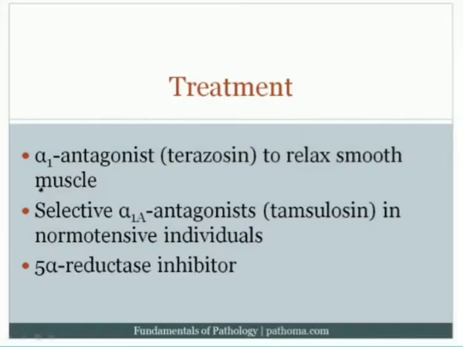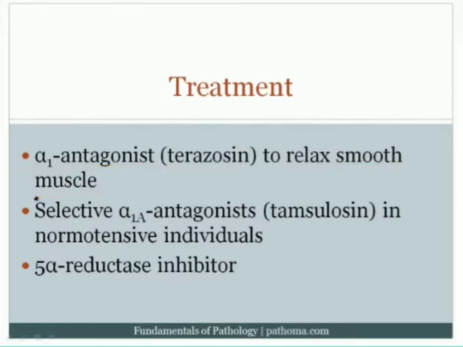There are multiple possible treatments for BPH. One possibility would be to use alpha-1 antagonists, and this again would relax smooth muscle. Now the benefit of alpha-1 antagonists such as terazosin is not only do they relax the smooth muscle to then relieve the obstruction of the prostate, but in addition, terazosin would benefit the patient by relaxing the smooth muscle of the blood vessel wall, so that if the patients are hypertensive, you sort of kill two birds with one stone.